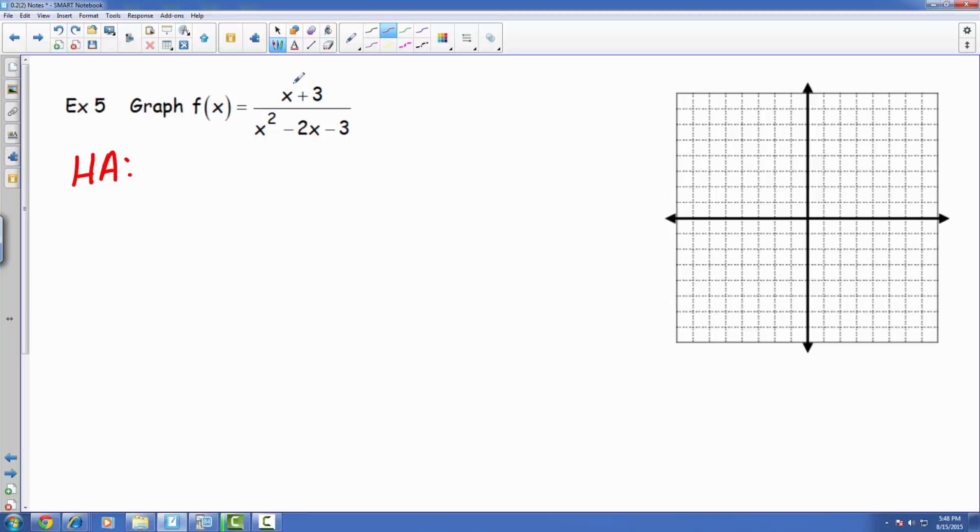We can see that on top we have a degree of 1, whereas on the bottom we have a degree of 2. Because the degree on the bottom is larger than the top, we're just going to end up with our horizontal asymptote being y equals 0.